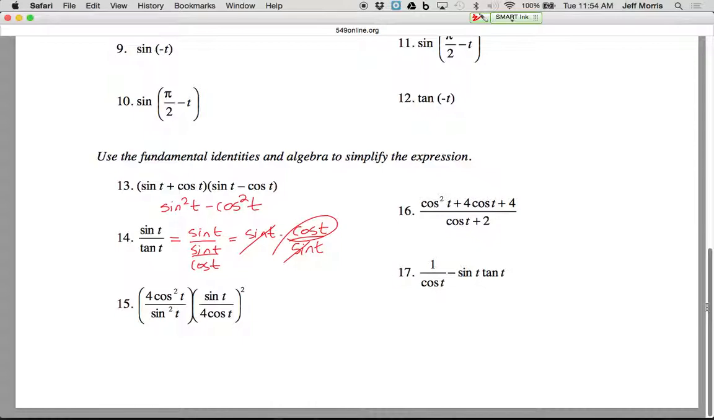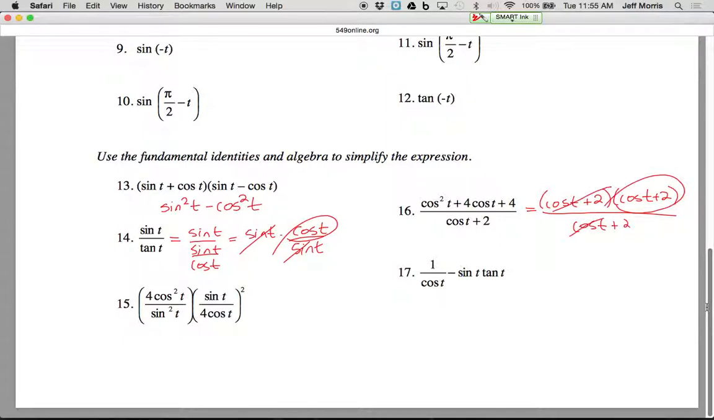This next one, factoring is going to show up tomorrow when we solve equations. So what's the top factor into? Cosine t plus 2 times cosine t plus 2, or you could have written, like Billy said, cosine t plus 2 quantity squared, because it's the same thing twice. And how many of them are going to cancel? One of them, so you're left with cosine t plus 2.